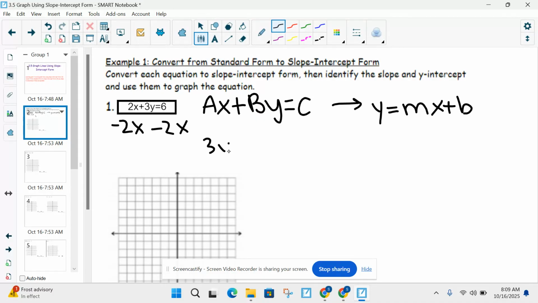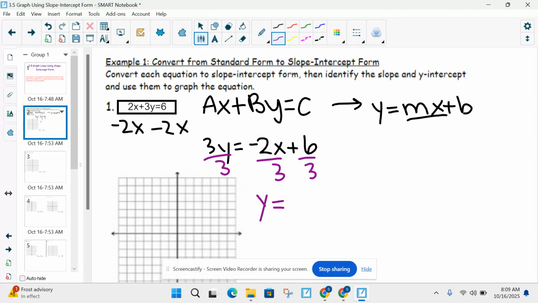So we have 3y equals, and see how the x term comes first. So I'm going to put negative 2x first, and then plus 6. Then it needs to be just y equals, but this says 3y equals. So we're going to divide each term separately by 3, and then simplify it.